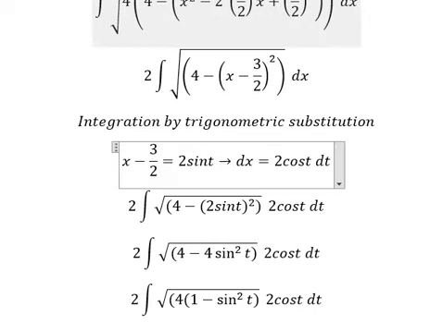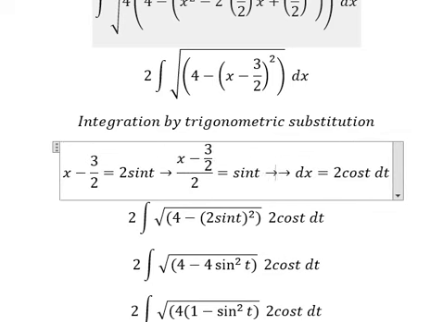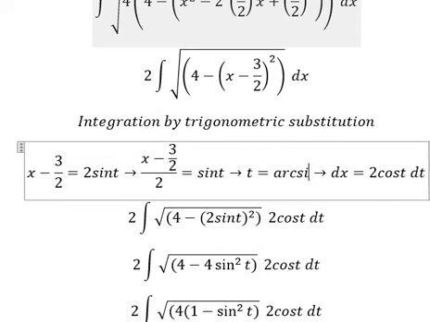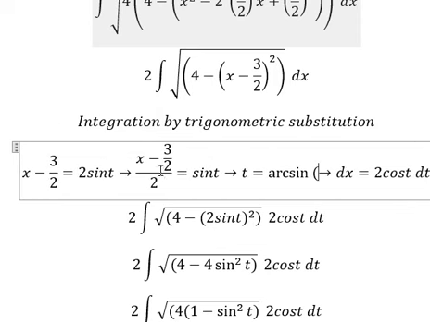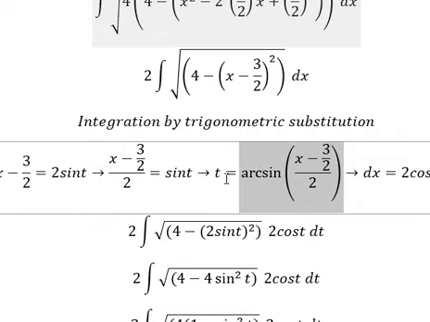So we need to divide both sides by number 2. And now we can find the value of t, that is arcsine of this one. So I will put this one to change for t.